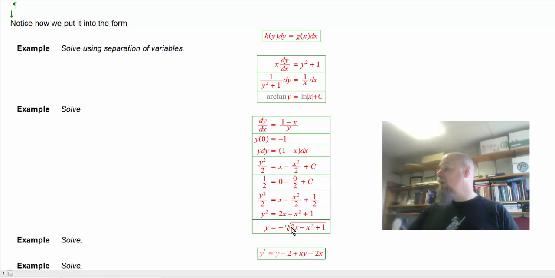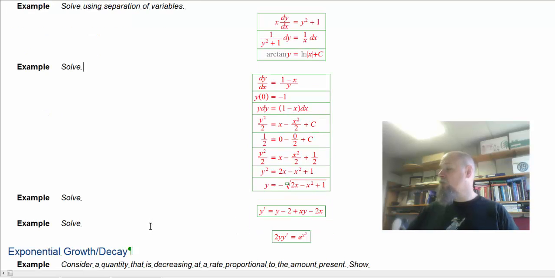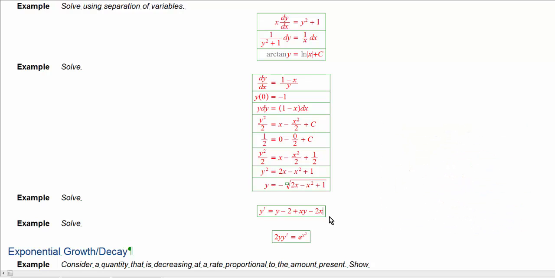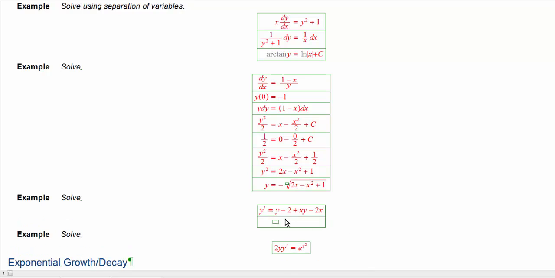And if I put in x equals 0, I do get out y equals minus 1. It goes through the initial condition.